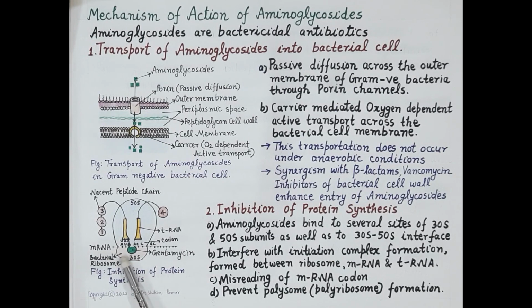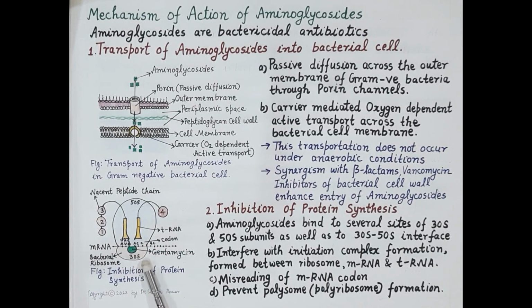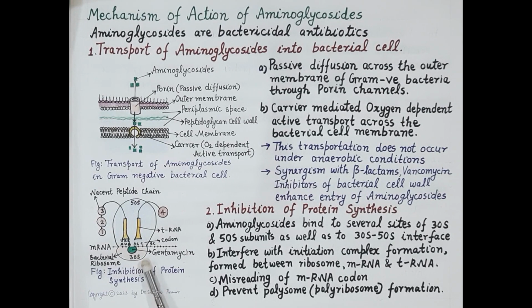Now, aminoglycosides bind to several sites. For example, they can bind to 30S, they can bind to 50S ribosomal subunit, and they can also bind to the 30S-50S interface, that is the surface common to 30S and 50S. Here in the diagram is shown gentamicin. After binding to the ribosome, aminoglycosides interfere with the formation of this initiation complex. So, this prevents bacterial protein synthesis.